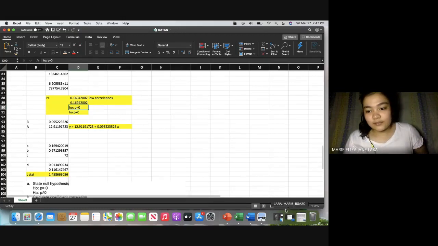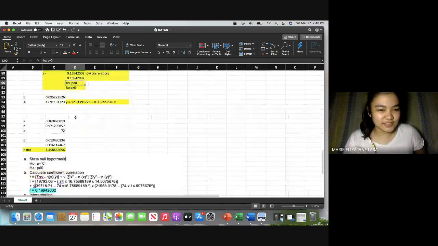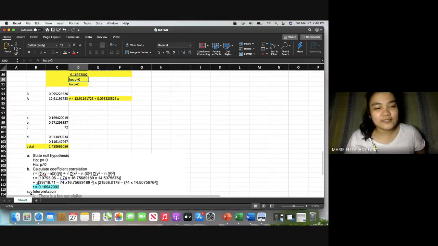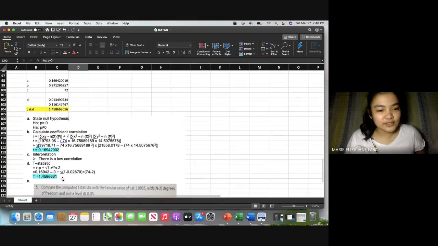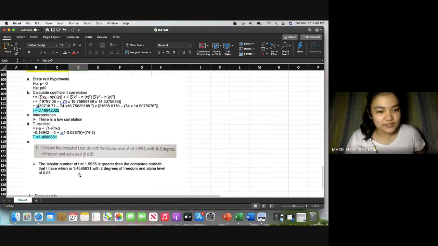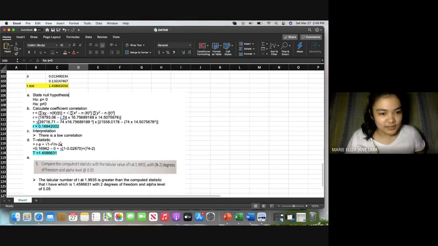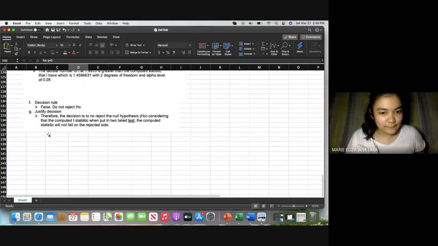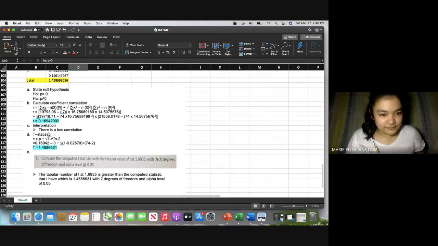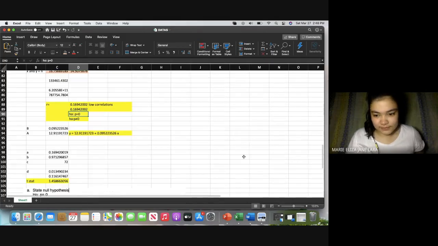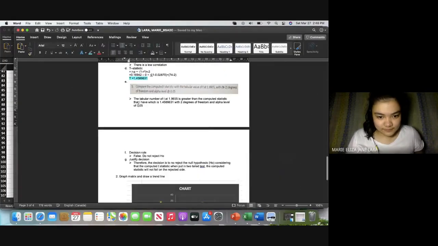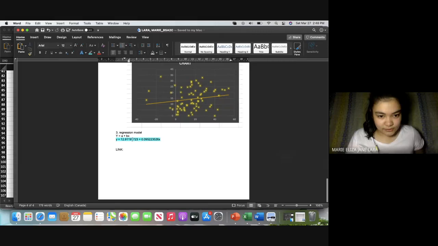So there we have our correlation coefficient, and then here we have the regression model. Is that right? Coefficient, correlation. Yes, that's right. And regression model.